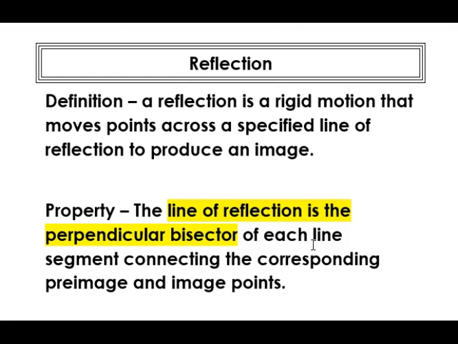Now that we have performed a reflection for Let's Get Away lizard, we can write a more precise definition for reflection. A reflection is a rigid motion that moves points across a specified line of reflection to produce an image. One of the important properties of reflection is that the line of reflection is the perpendicular bisector of each line segment connecting the corresponding pre-image and image points.